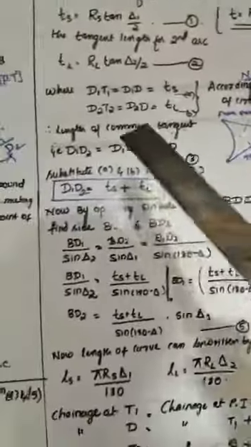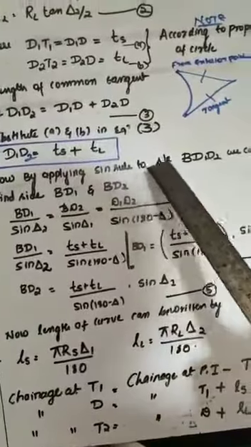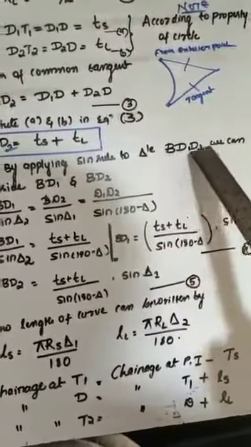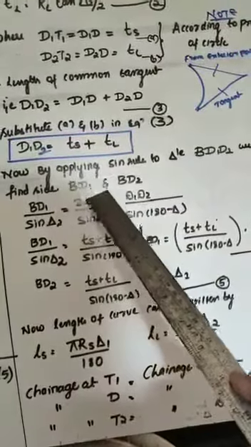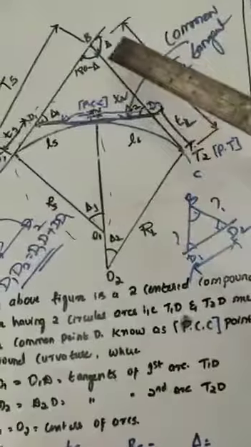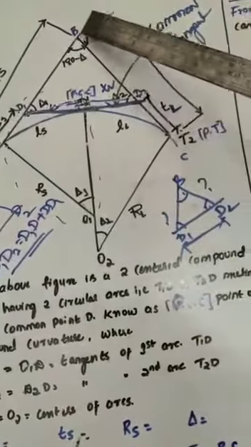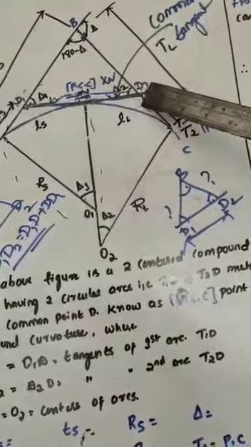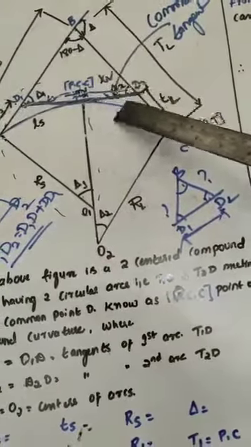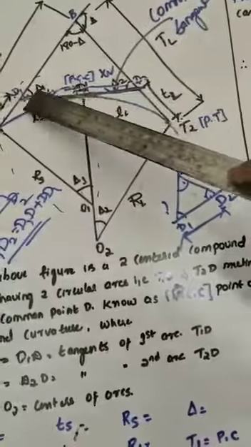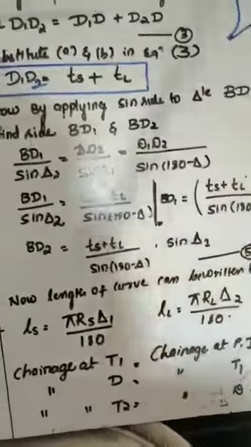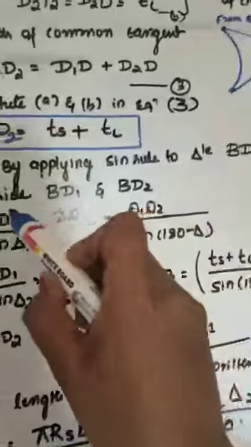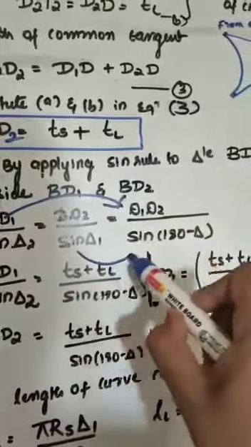That is, by applying the sine rule to the triangle BD1D2, we can find sides BD1 and BD2. That is, by applying the sine rule for this triangle, we can find D1B and D2B, because this side and the three interior angles are known. So write it out, apply the sine rule and write this. So finally we can find BD1. See, this equals this and this equals this.